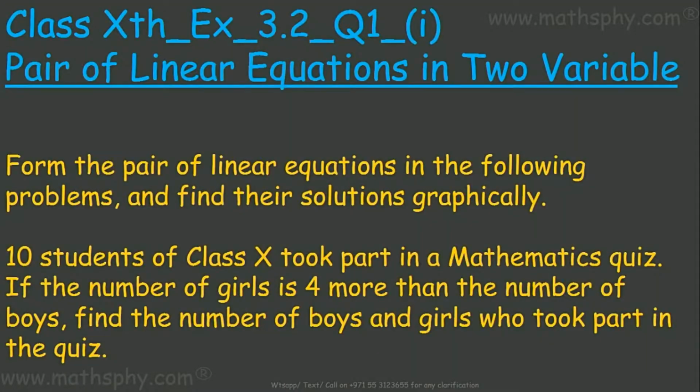Alright, now this question here, it says form the pair of linear equations in the following problems and find their solutions graphically. We have this problem here which says 10 students of class 10 took part in a mathematics quiz. If the number of girls is 4 more than the number of boys, find the number of boys and girls who took part in the quiz. Now we have to solve this question graphically. Means we have to form linear equations, put them into the graph and get the solutions.